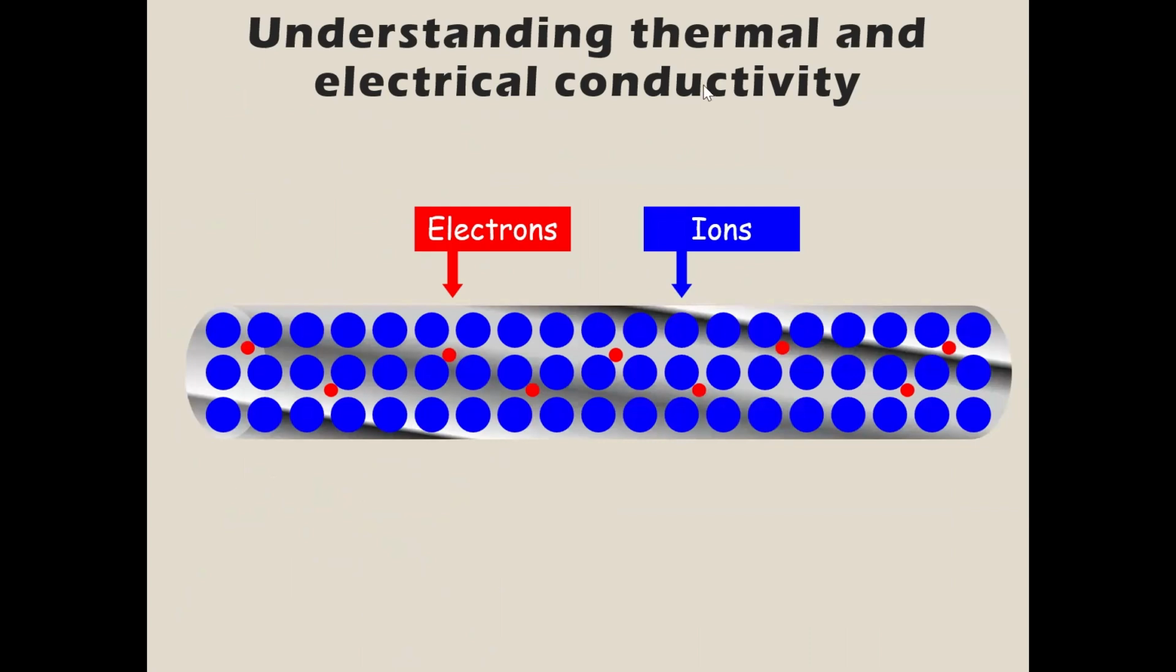Why is there thermal conductivity and electrical conductivity in metals? Because of the delocalized electrons. The electrons in the red color are moving between the atoms, the metal ions, which are in the blue color. This movement allows them to transfer the heat and the electrical current from one place to another.